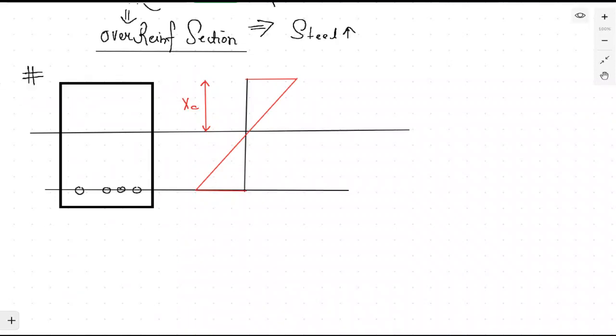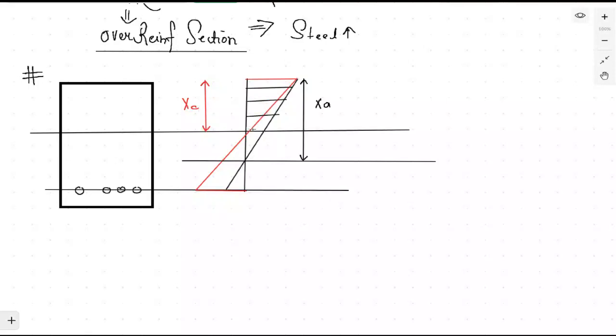The XA value is greater than XC. It means that the neutral axis is somewhat here, because the actual depth of neutral axis is greater than the critical depth of neutral axis. It means that this XA is greater than XC. When XA is greater than XC, then in that case, you can see that if you just complete this stress diagram from here to here, कि यहाँ पे कंक्रीट अपना फाइनल स्ट्रेस तक पहुंच गया है, बट स्टील अपना फाइनल स्ट्रेस पे नहीं पहुंचा है.